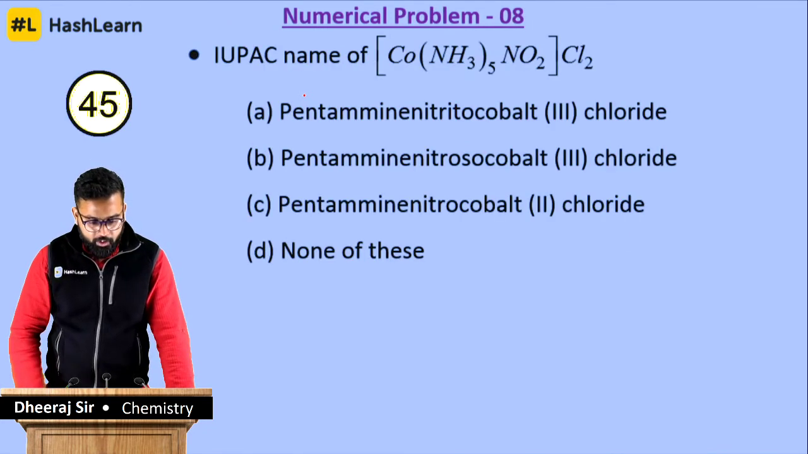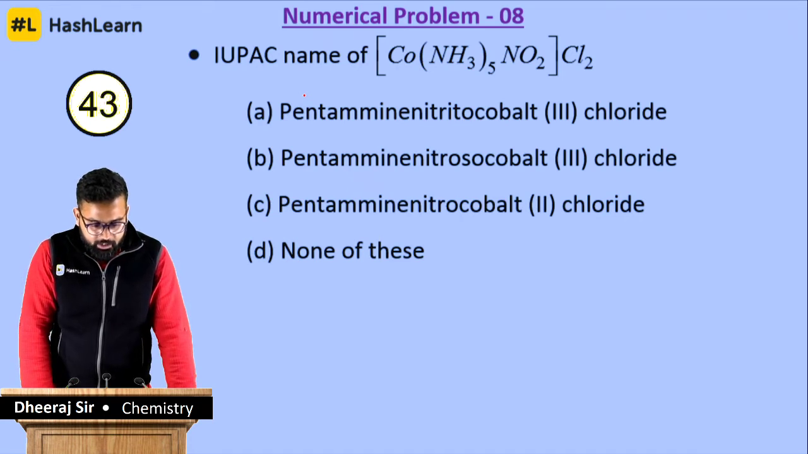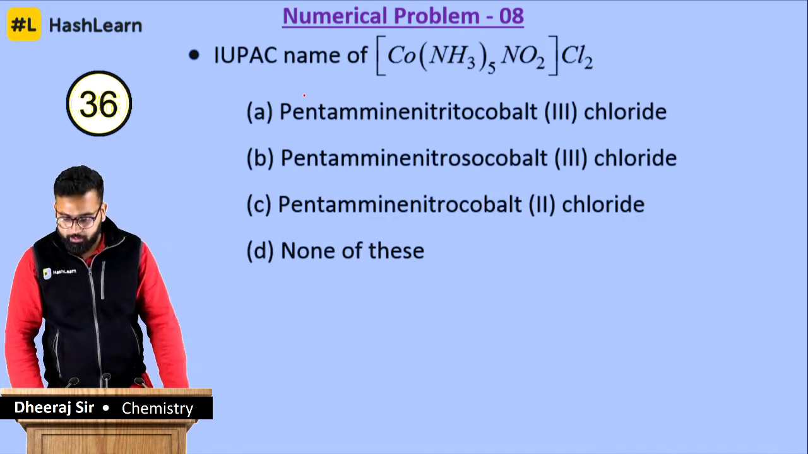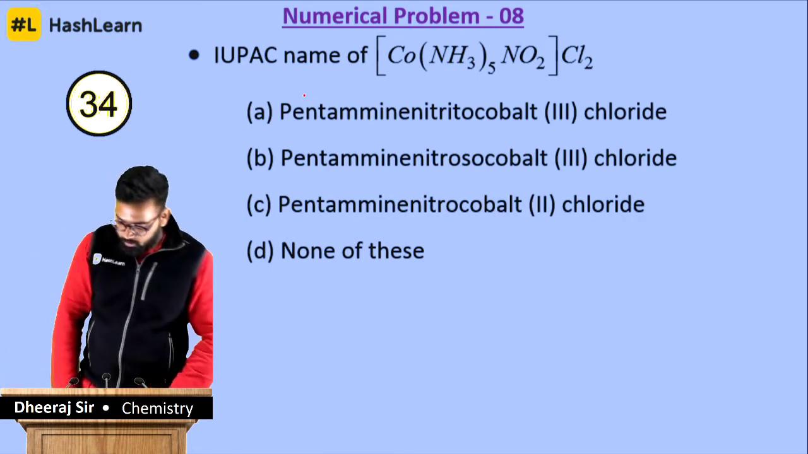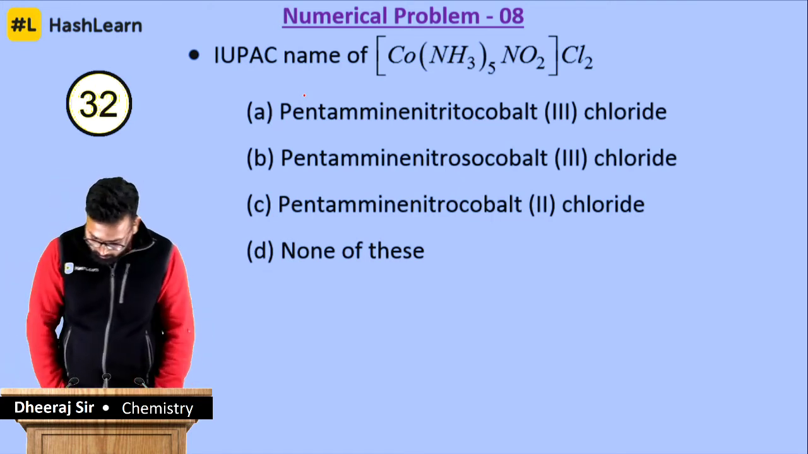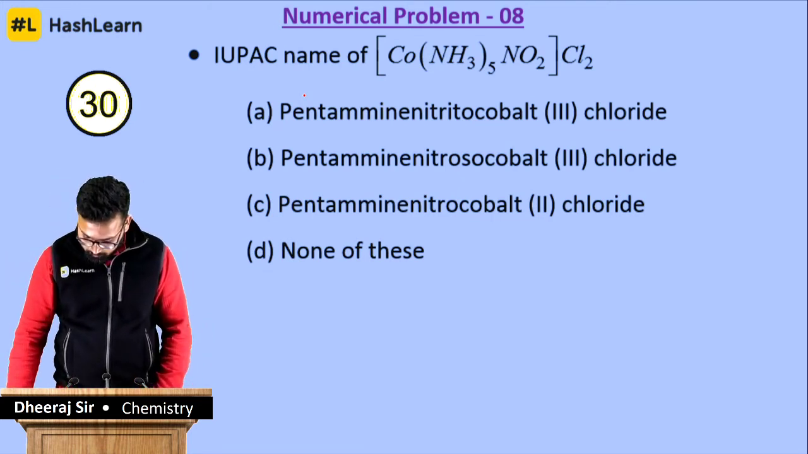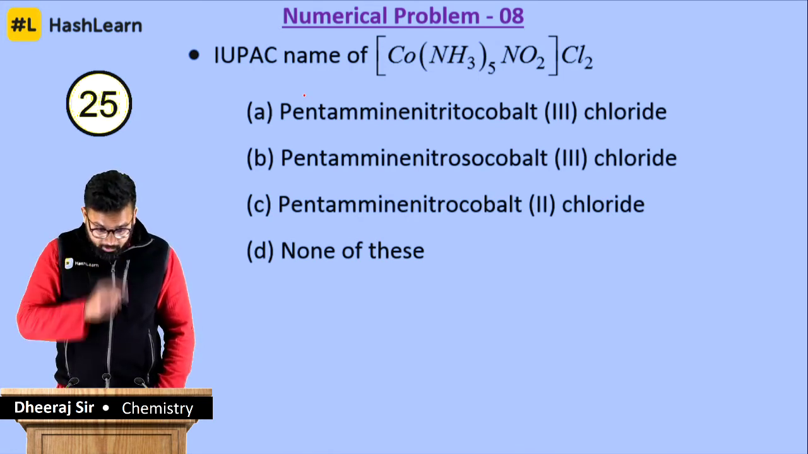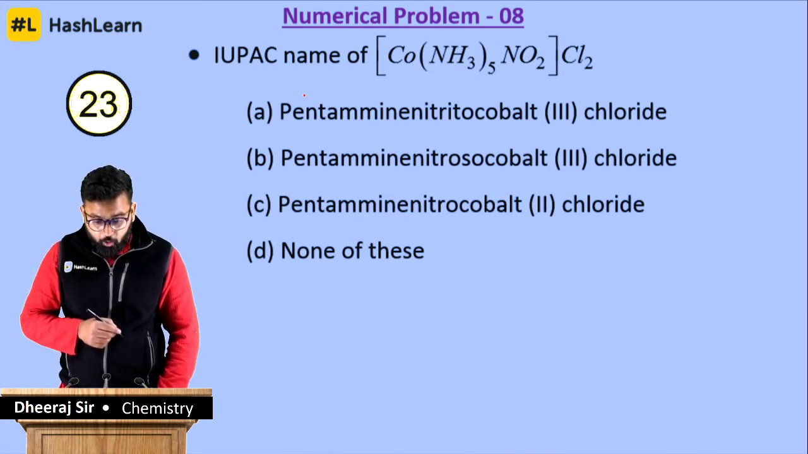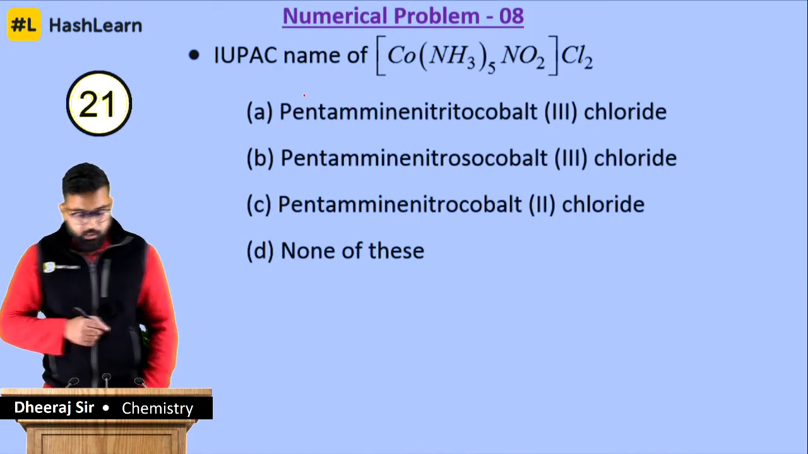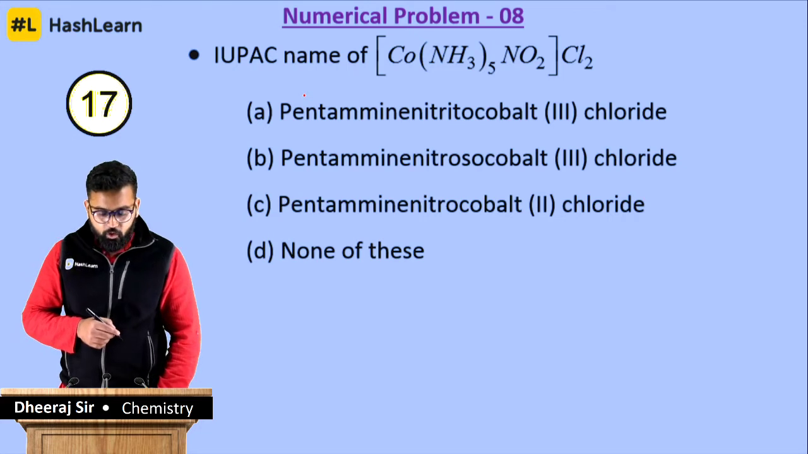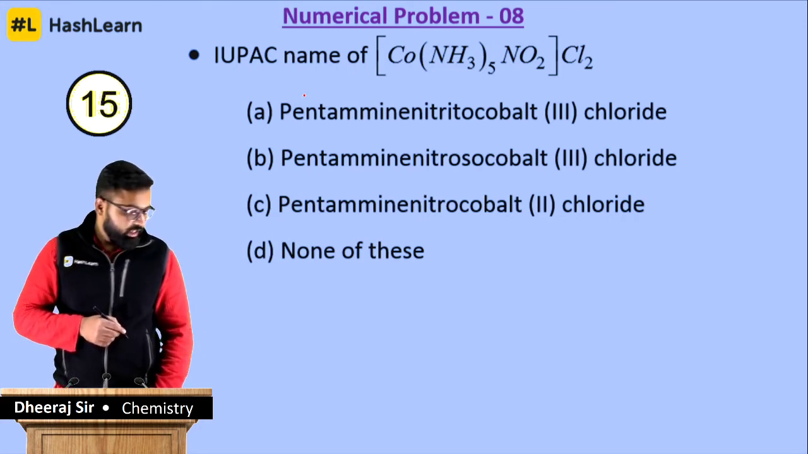So get going. The IUPAC name of [Co(NH3)5NO2]Cl2. What is this going to be? Quickly. What will be the IUPAC name of this? Options: pentaamminenitritocobalt(III) chloride, pentaamminenitrosocobalt(III) chloride, pentaamminenitrocobalt(II) chloride, none of these.